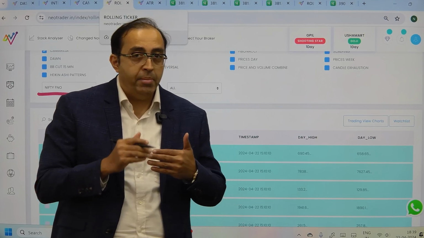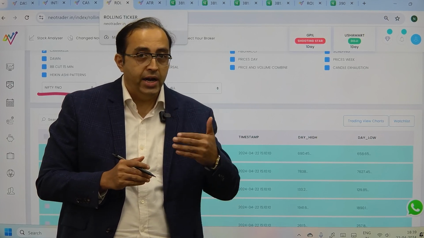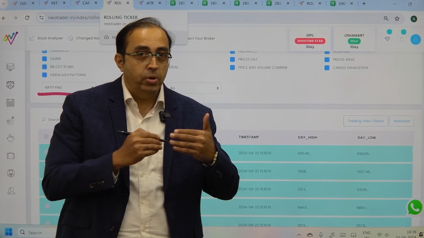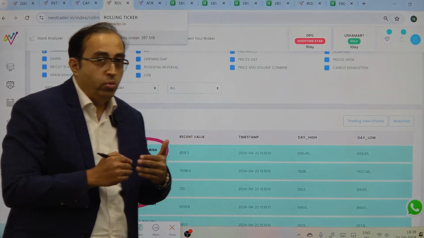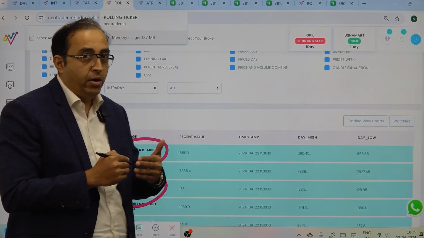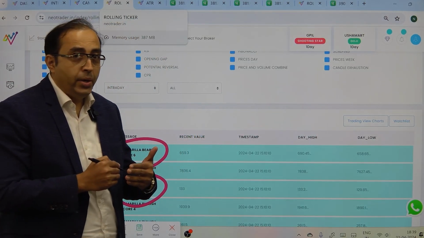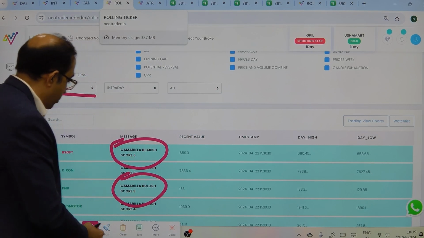So when it is crossing H4, I can take the trade and I can place my stop loss below H3. When you want to know those levels and find them out, you can very easily do it on the NeoTrader page itself. So let me show you how.